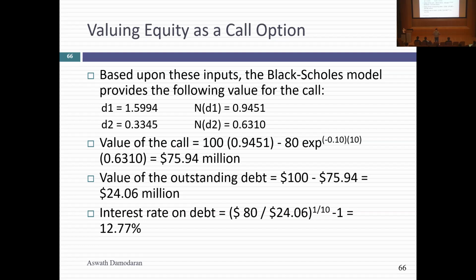Valuing equity as an option is a way of breaking up the value of the business into what belongs to equity investors and what belongs to lenders. I'm going to take this example, and as I said, I'm going to try to extract some general lessons. So let's say you look at this analysis and you decide to pay 75.94 million for the equity, and I settle for 24.06 million for the debt.